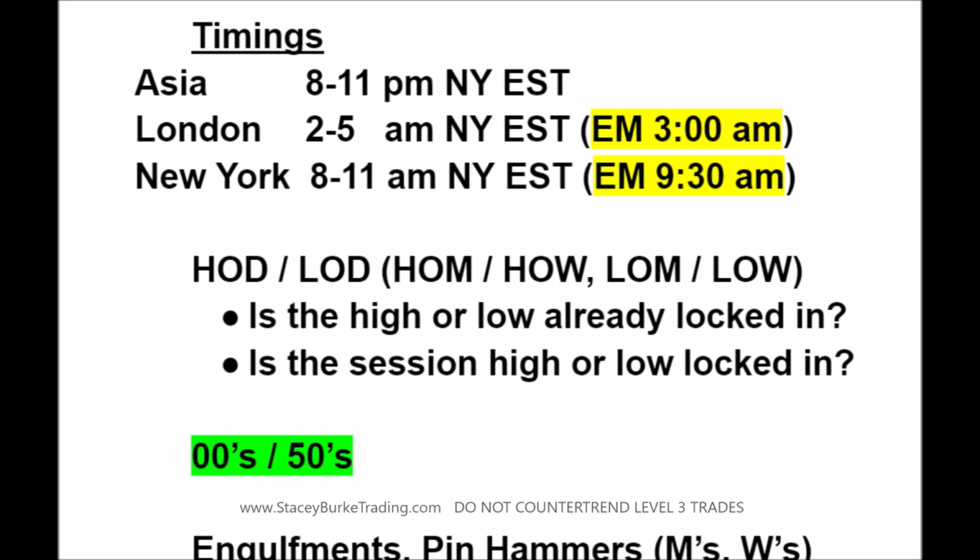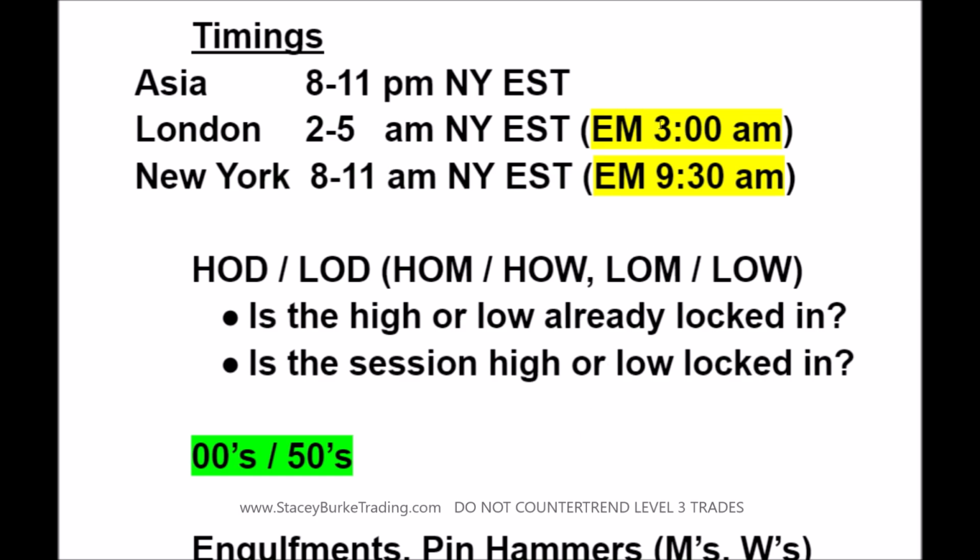London, 2 to 5 a.m. I know that London hasn't changed yet. I stick with my time window. I haven't changed anything because I work from the high and the low of the day. So if it moves an hour later, whatever, I'm probably not sitting around anyway, but just Google it. New York, Eastern Standard Time, 8 to 11 a.m.